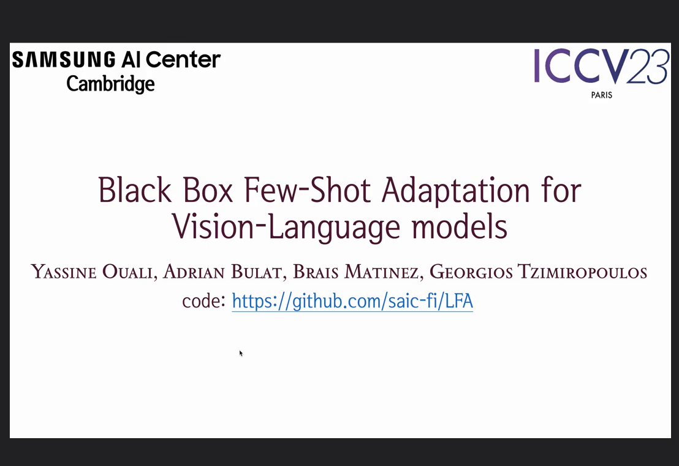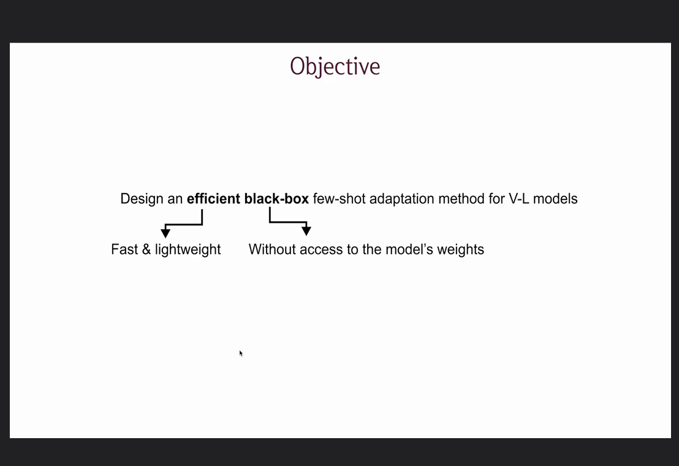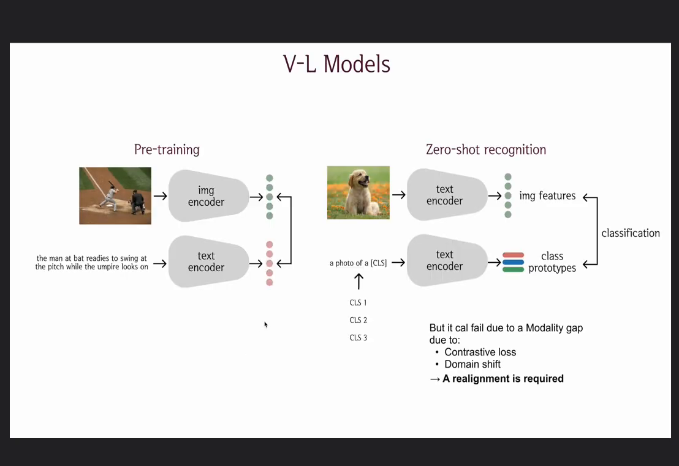Hello, this is a presentation of our ICCV paper, Black Box Few-Shot Adaptation for Visual Language Models. In this paper, we propose an efficient and black box method for few-shot adaptation of visual language models. The method is efficient, that is light and fast, and also black box, so does not require access to the model weights. So first, what are visual language models?